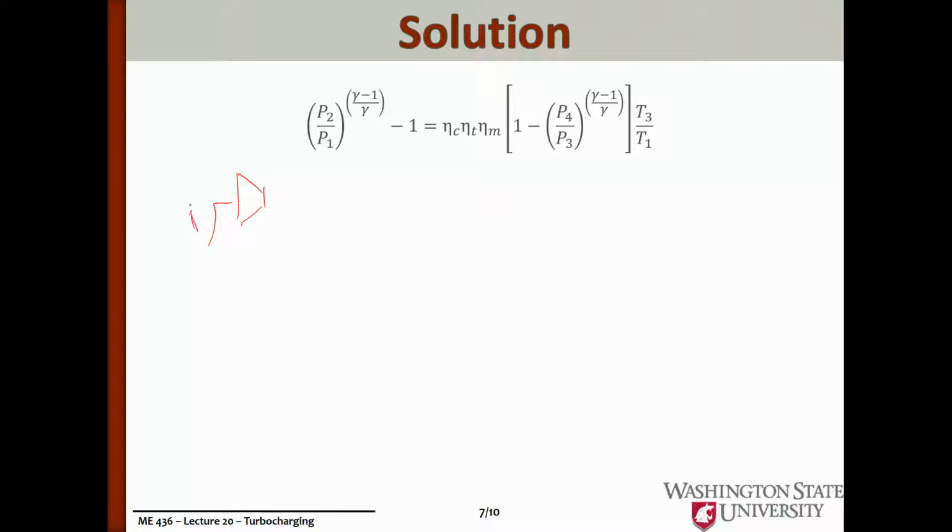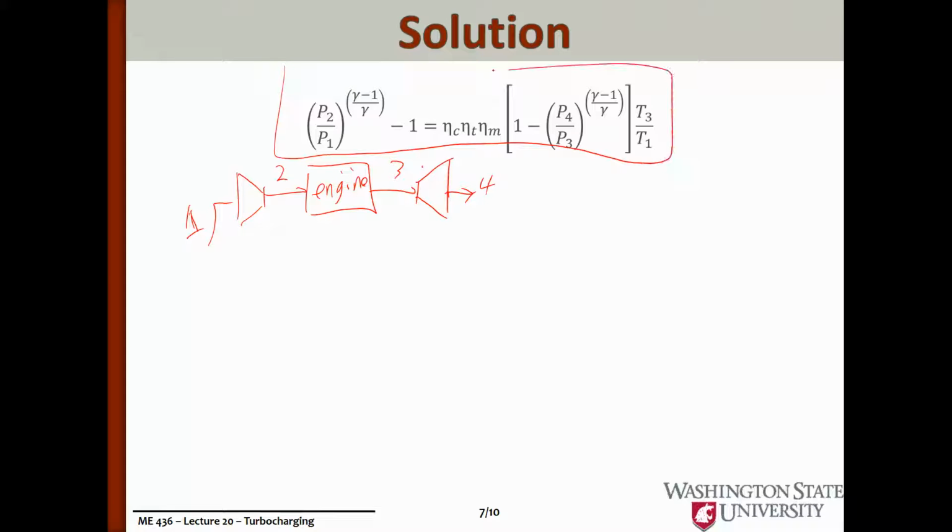So state 1 was before the compressor, and then state 2 is after the compressor, and then we had the engine with its internal states, and the exhaust of the engine was state 3, and then the turbine exhaust was state 4. So with that numbering of things, that's where this equation came from.